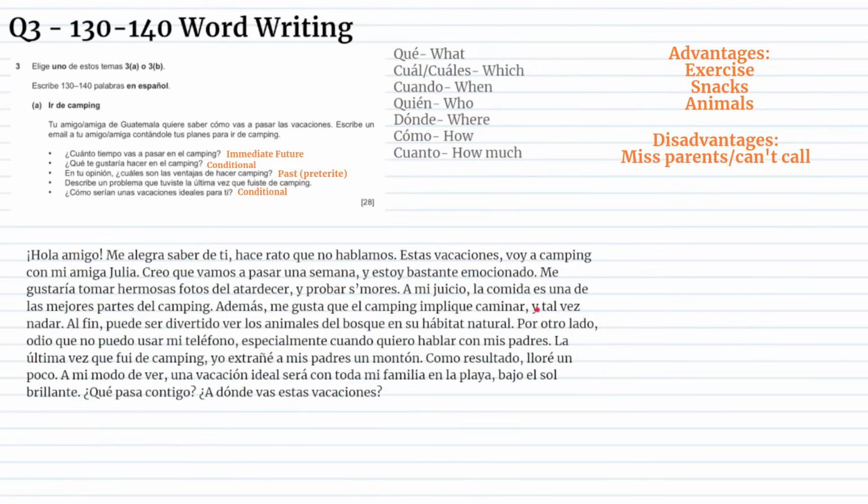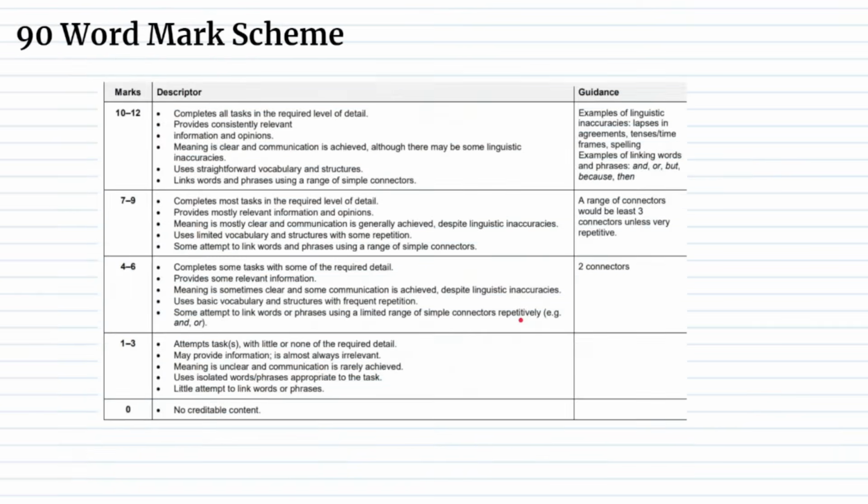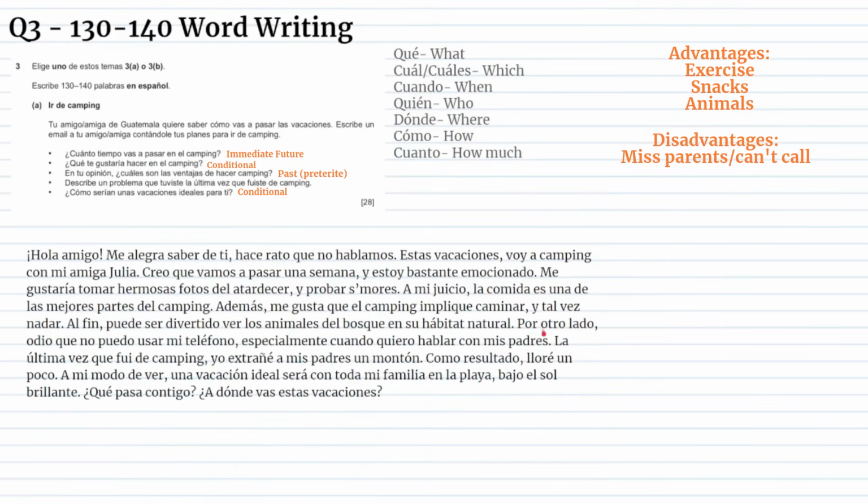1, 2, and 3. Now this is where we make the 1 disadvantage which I was talking about. Por otro lado, that is our contrasting transition. Por otro lado, on the other hand. So you can see right here, a pesar de, al contrario, por otro lado, en cambio. These are all ones that I could have used right here to switch to the disadvantages. Good to use when comparing. So, por otro lado. Odio que no puedo usar mi teléfono, especialmente cuando quiero hablar con mis padres, right? Can't use my phone when I want to talk to my parents.